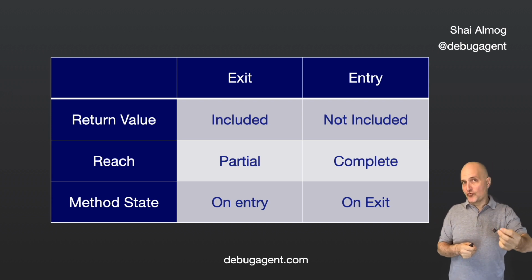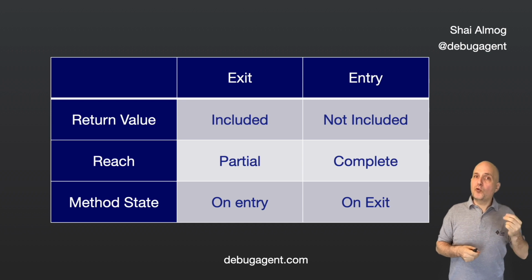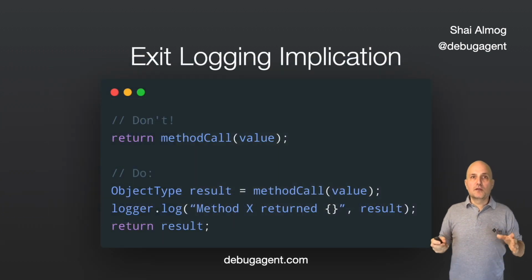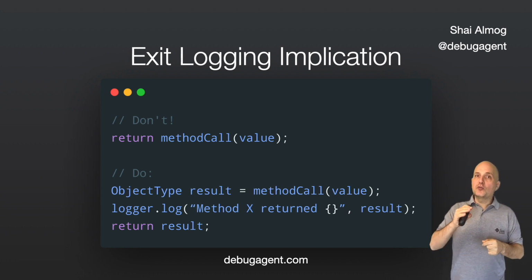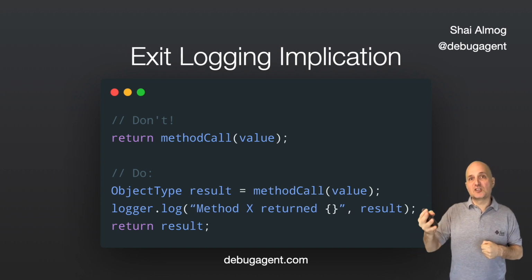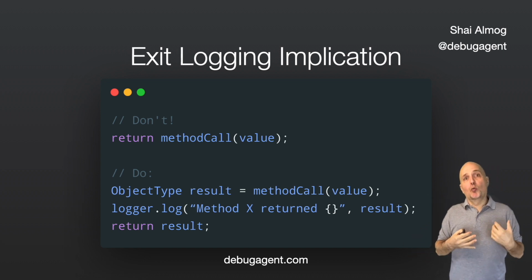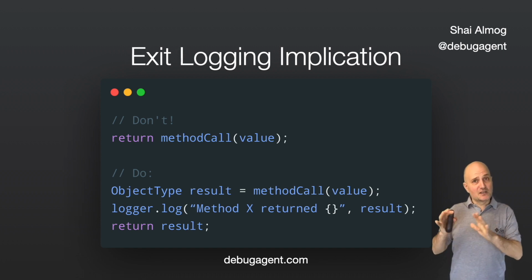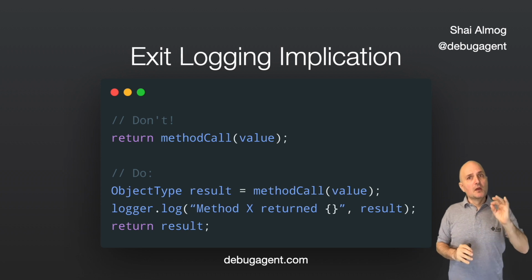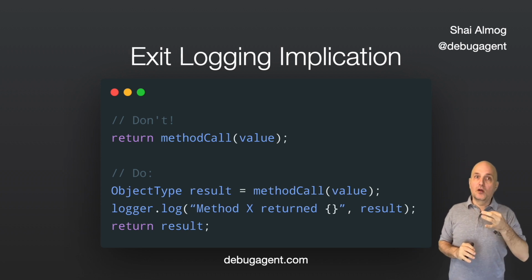It's not just the return value, it's the full set of calculations and method logic. This implies an even bigger change. We need to write code that doesn't immediately return a value, but instead stores it in a variable so we can log it. This doesn't look pretty. Developers reject that on looks alone. But if you give it a try, you'll love it.